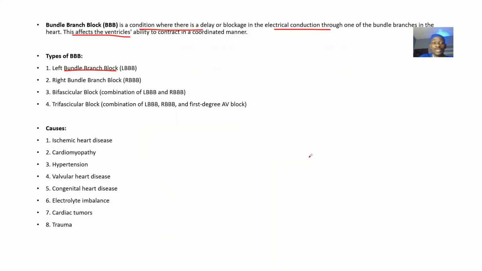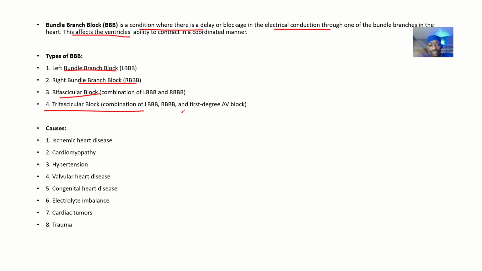It could occur on the left side, and it could also occur on the right side. It could be bifascicular. That means the right side is blocked and the left side is blocked. It could be trifascicular. That means there's a left side block, a right side block, and a first degree AV block, that's the atrioventricular block.